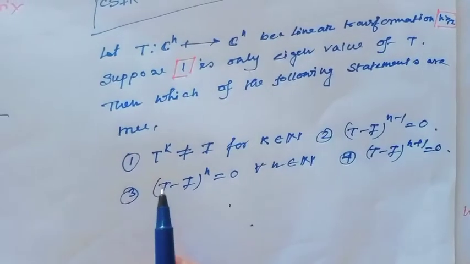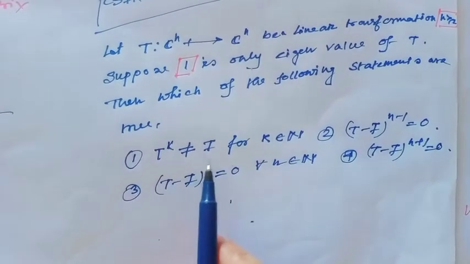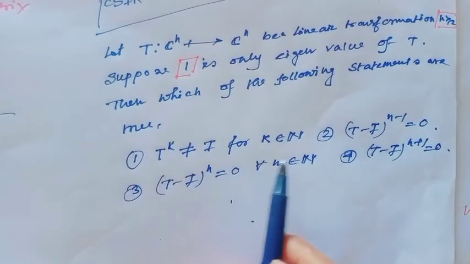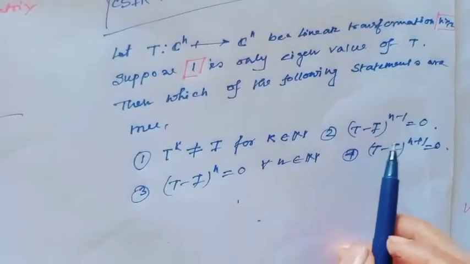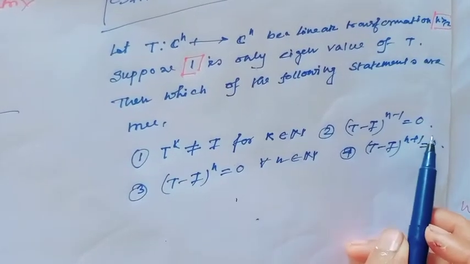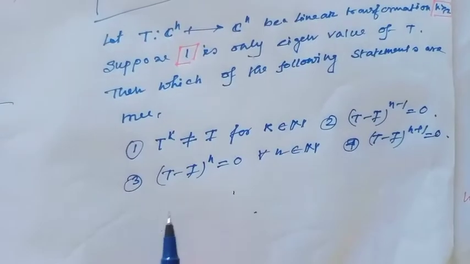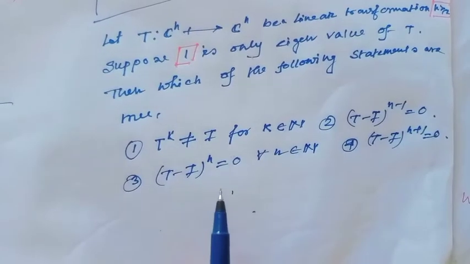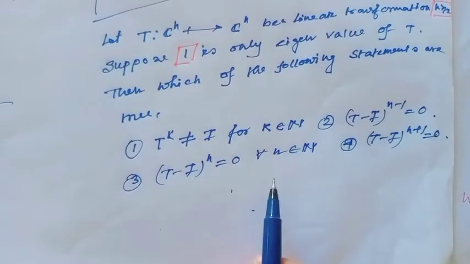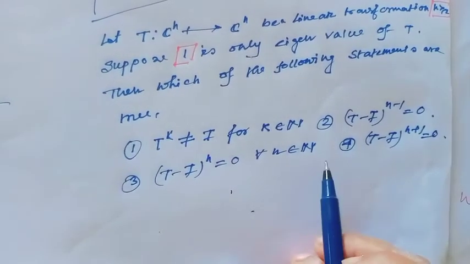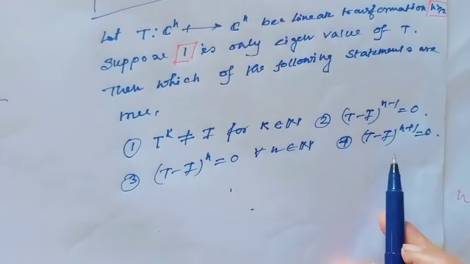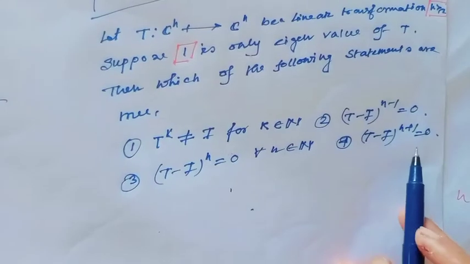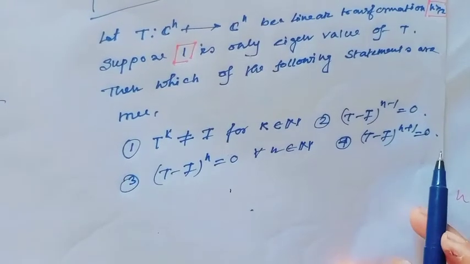Option 1: T^k is not equal to the identity for k belonging to the natural numbers. Option 2: (T - I)^(n-1) equals the zero operator. Option 3: (T - I)^n equals the zero operator, and this is true for all n belonging to the natural numbers. And option 4: (T - I)^(n+1) equals the zero operator.